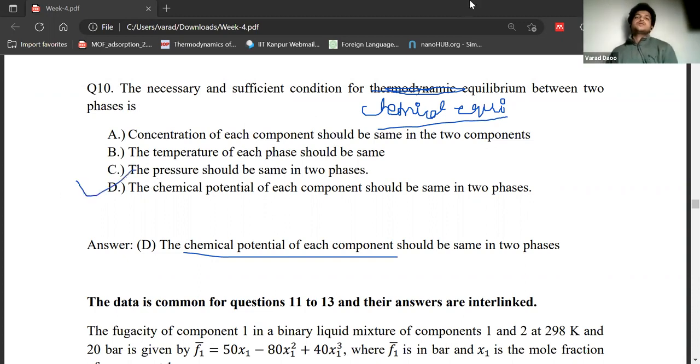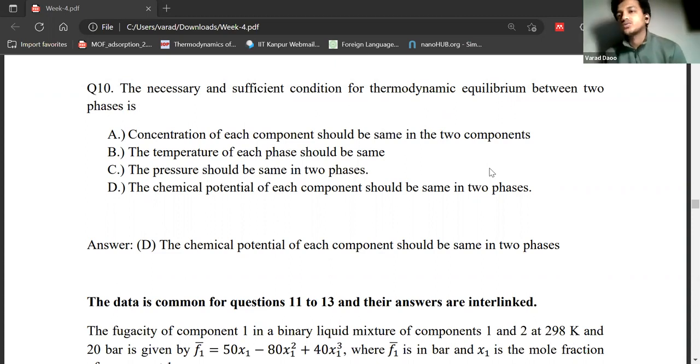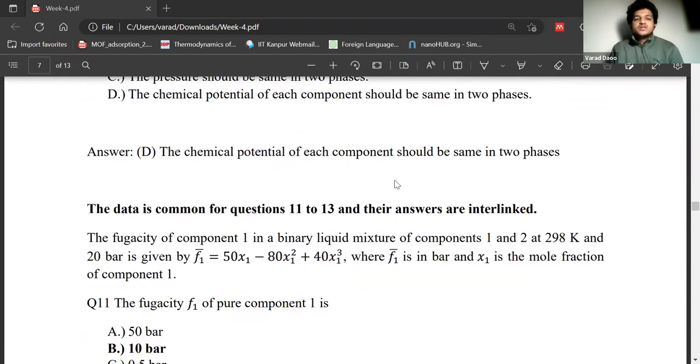So I hope the question is clear, solution and question is clear to everyone. If you have no questions, we'll move on to the next question. Okay, we'll move on to the next question.